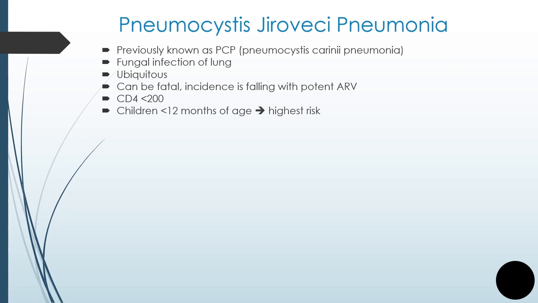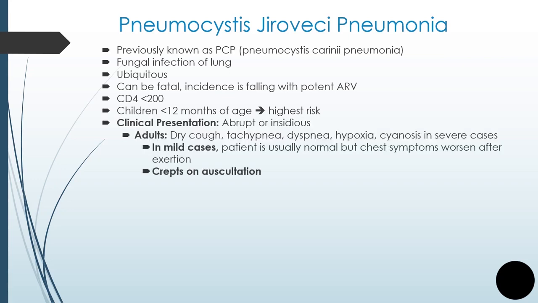It usually occurs with a CD4 count of less than 200, and in children who are less than 1 year of age, the risk of PCP is highest. Clinically, the onset of symptoms can be abrupt or insidious. Adults may present with dry cough, tachypnea, dyspnea, and hypoxia, which is usually after activity.